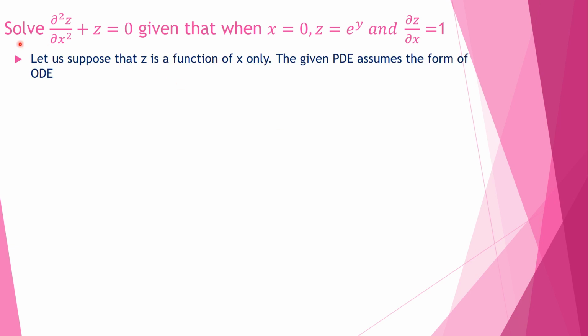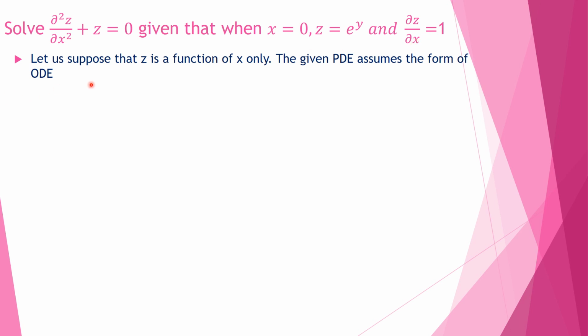Solve ∂²z/∂x² + z = 0, given that when x = 0, z = e^y and ∂z/∂x = 1. This condition means that when x = 0, z is equal to e^y, as well as when x is 0, ∂z/∂x is 1.